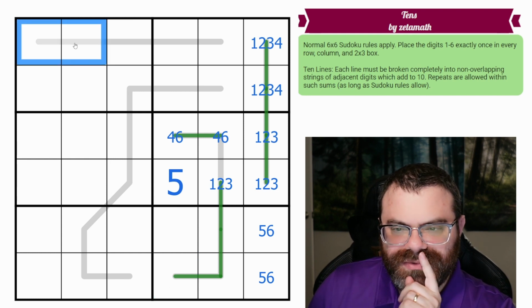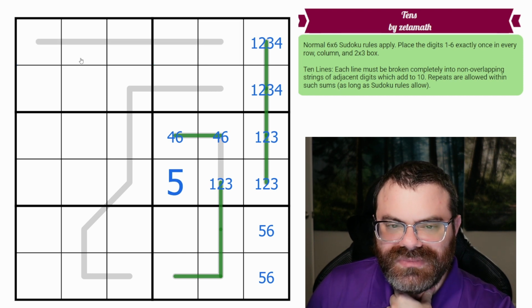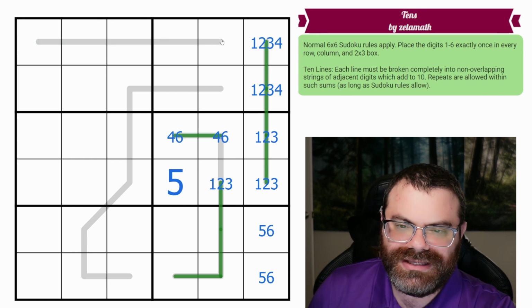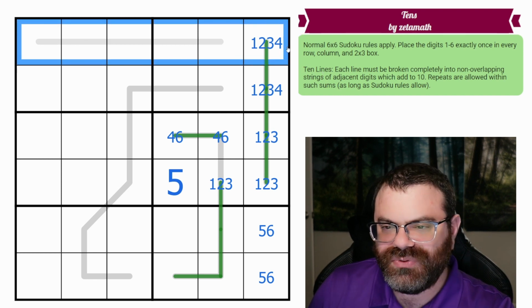All right, what else do we want? Maybe we think about this line here. Yeah, we do want to think about this line. So I can't make the whole thing add to 10. So the whole thing adds to at least 20, but we can't make the whole thing add to more than 20 because an entire row of the Sudoku adds to 21, right?